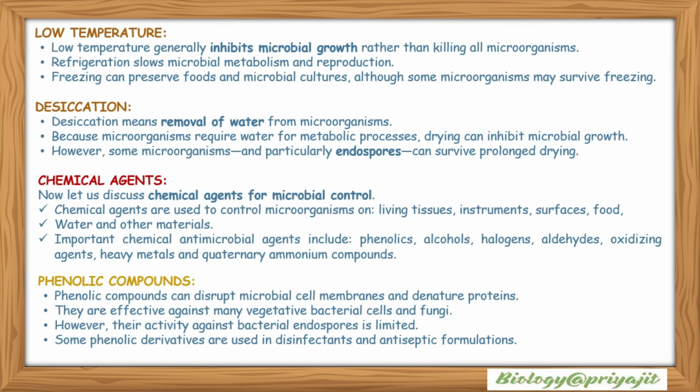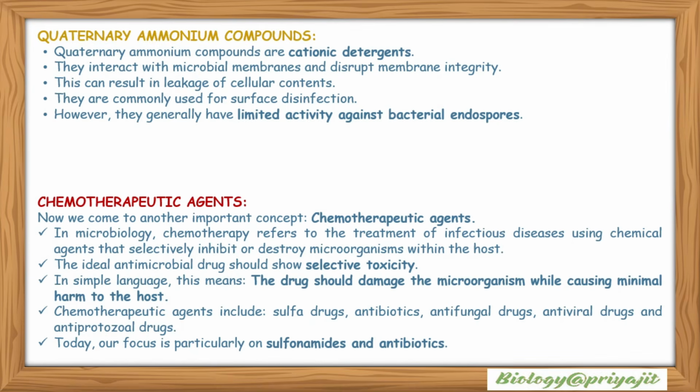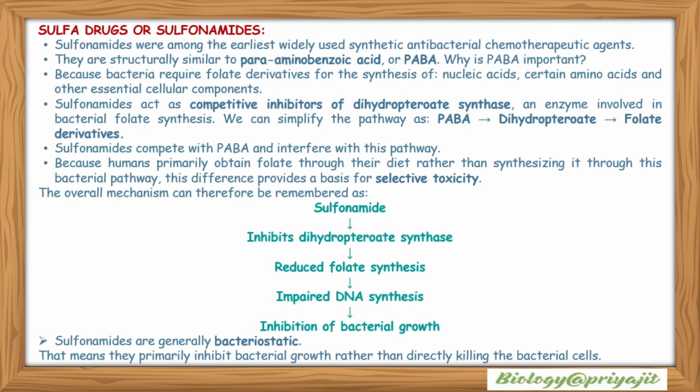Chemical agents for microbial control include the phenolic compounds, alcohols, halogens like chlorine and iodine, aldehydes, oxidizing agents, quaternary ammonium compounds, etc. There are several chemotherapeutic agents which have selective toxicity. The drug should damage the microorganism while causing minimal harm to the host. They focus primarily on sulfonamides and antibiotics.